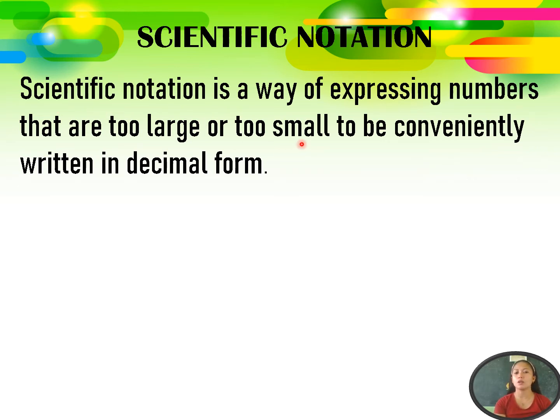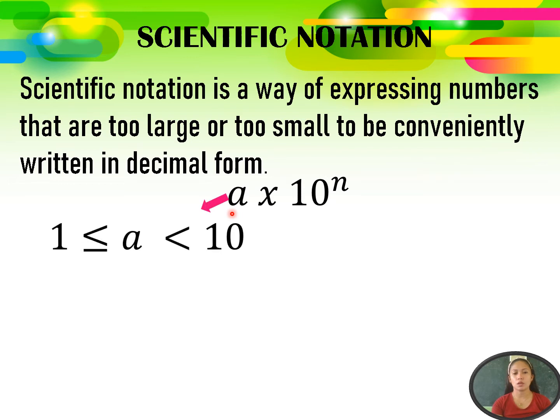For too small, we have objects or organisms that are too small. So we can also conveniently write it in scientific notation. So the scientific notation can be written in this form. Always remember this. The first factor A should be greater than or equal to 1 but less than 10. Please always remember this one. A should be greater than or equal to 1 but less than 10.